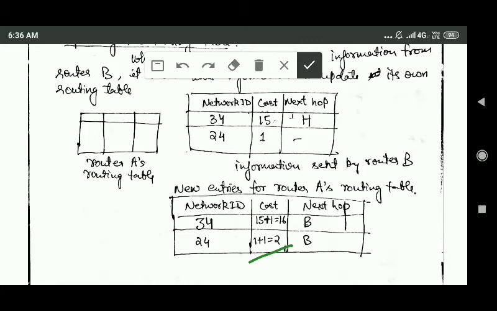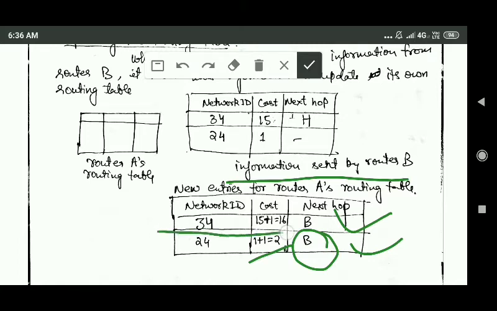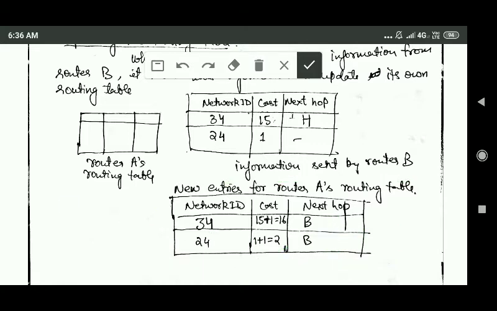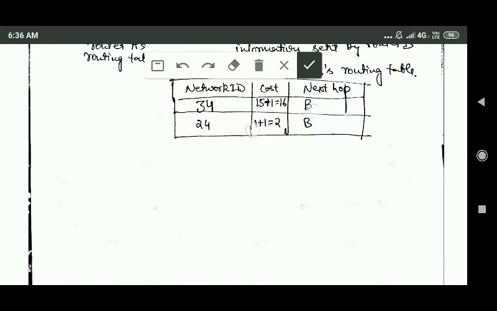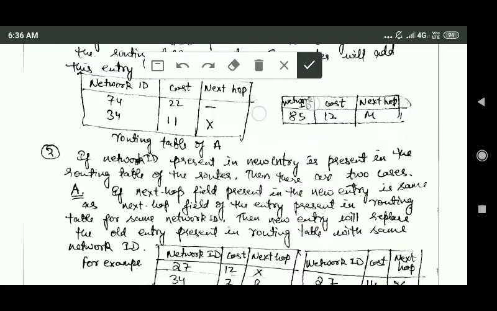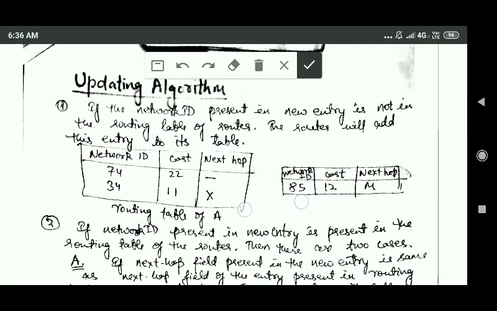And the next hop or next router field will have the value router B, because first router A has to send a packet to router B. So these two new entries have been formed on the basis of information which was sent by router B. Now, whether these two entries have to be kept in the routing table of router A or not has to be decided. To decide this, we have an algorithm for updating the routing table of router A.